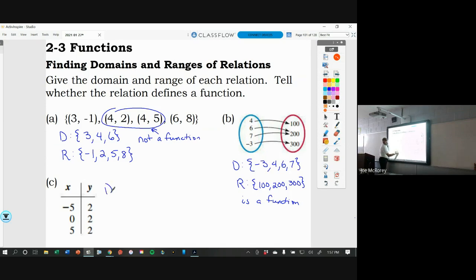Relation C, domain: -5, 0. Range: 2. Function or not a function? Function. Easy stuff. Not a function? It is a function. Oh yeah, I can't tell.